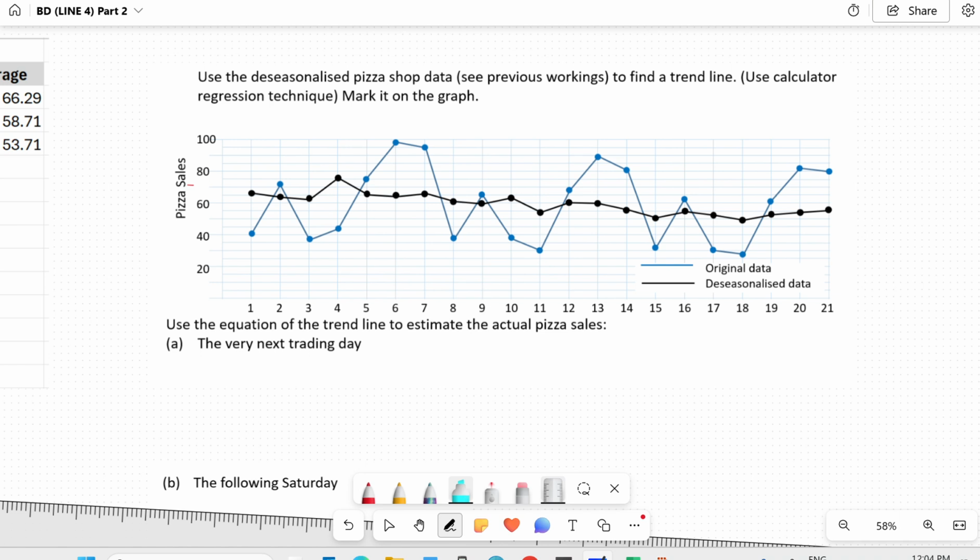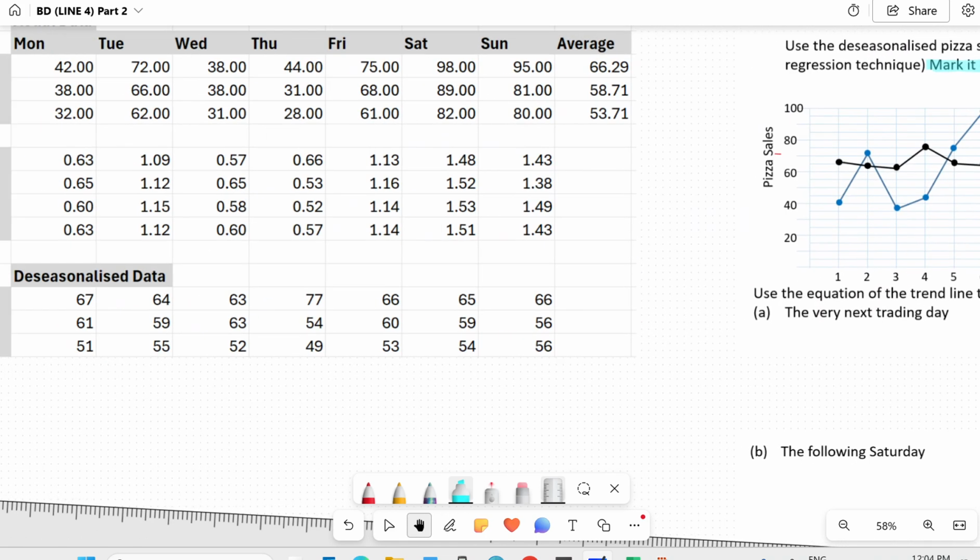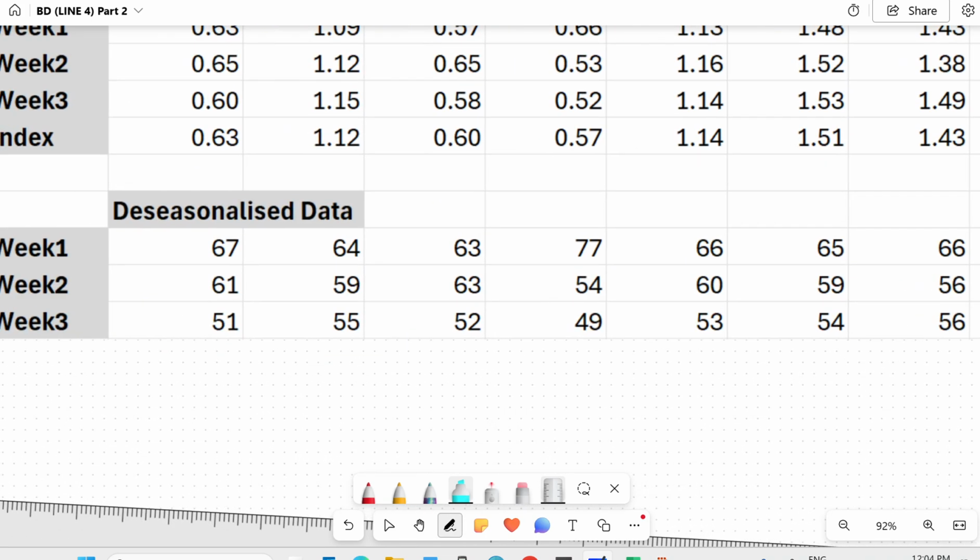You can see the graphs on this set of axes of both the original data and the deseasonalized data. So the first thing we're asked to do here is to fit a trend line and mark it on the graph. Now we're going to use the deseasonalized figures to do that. So that means these figures here.